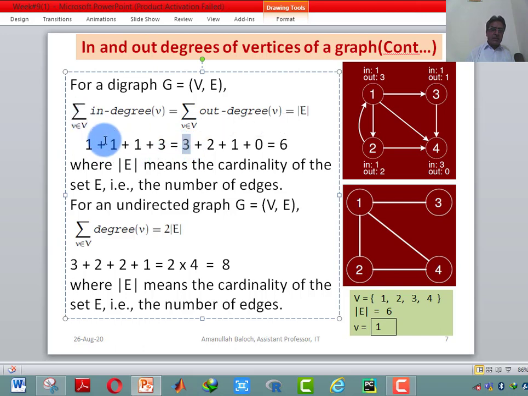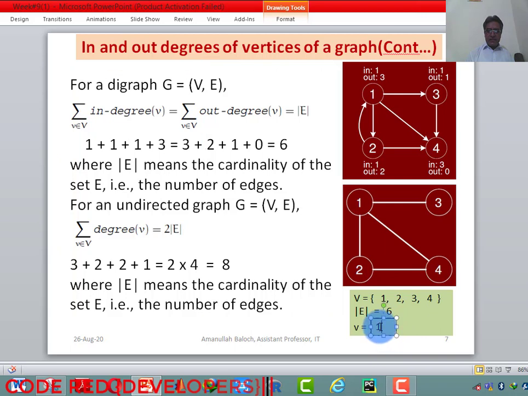Then between these summation symbols, insert a plus. Then we take the second node, that is 2. Small v has value 2. This 2 belongs to this set V. Yes. If this condition is true, then what is the in degree of 2? The in degree of 2 is 1, and the out degree, this edge and this edge, both edges are out degree. Its in degree is 1 and out degree is 2.